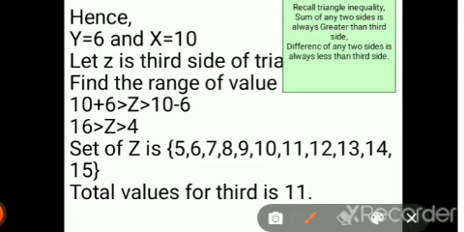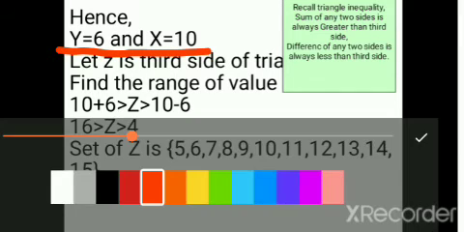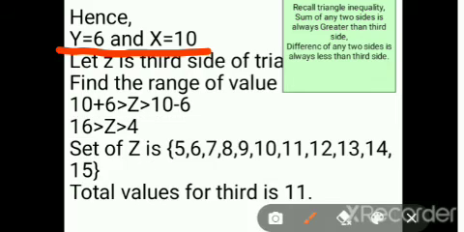So y is equal to 6 and x equal to 10. After that, I also assume z is the third side of a triangle. So now it's time to apply the property of triangle. Just use the triangle inequality. What does the triangle inequality say? The sum of any two sides is always greater than the third side, because we need to calculate the range of z. We cannot find the exact value of z here.